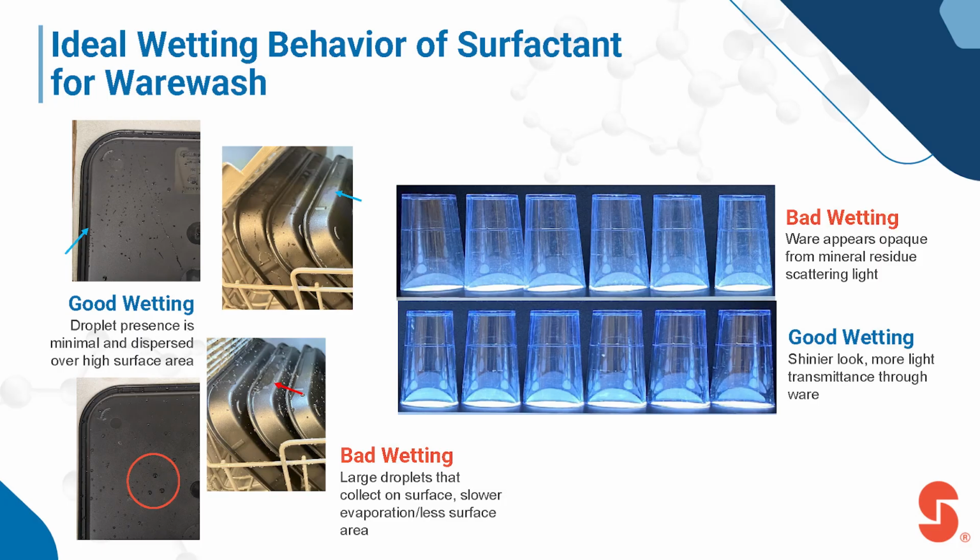And so ultimately, we want to see no mineral residue on the wares. And so when we do have good wetting, if we look at a light box test, we'll see that after our introduction of rinse aid and the dishwash cycle, we have very shiny, clear looking glass. But for bad wetting, we will see opaque glass with a lot of mineral residue, which is going to scatter light. And so that's where we encounter some issues. And again, this requires more time for workers in the service industry to clean a second time.